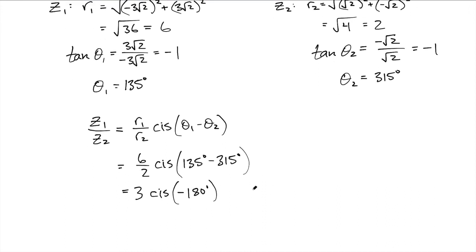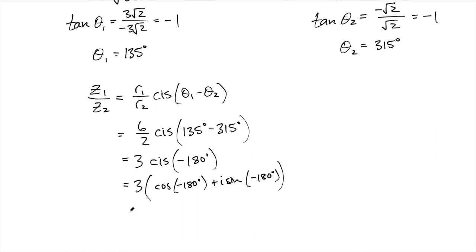Okay, and then we can go ahead and evaluate. Well, cis is cosine of the angle, cosine of negative 180 degrees, plus i times the sine of the angle, negative 180 degrees. And then we evaluate. Cosine of negative 180 degrees is negative 1. And sine of negative 180 degrees is 0. So this is just 3 times negative 1, which is negative 3.